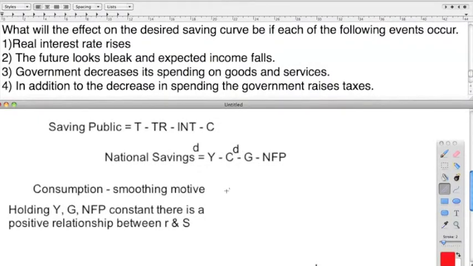and therefore in the income they'll have more money to save, which will increase your desired savings.